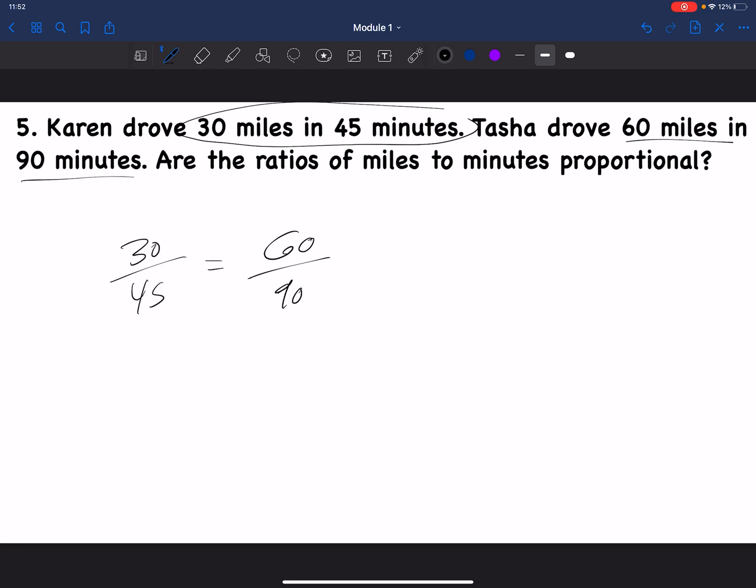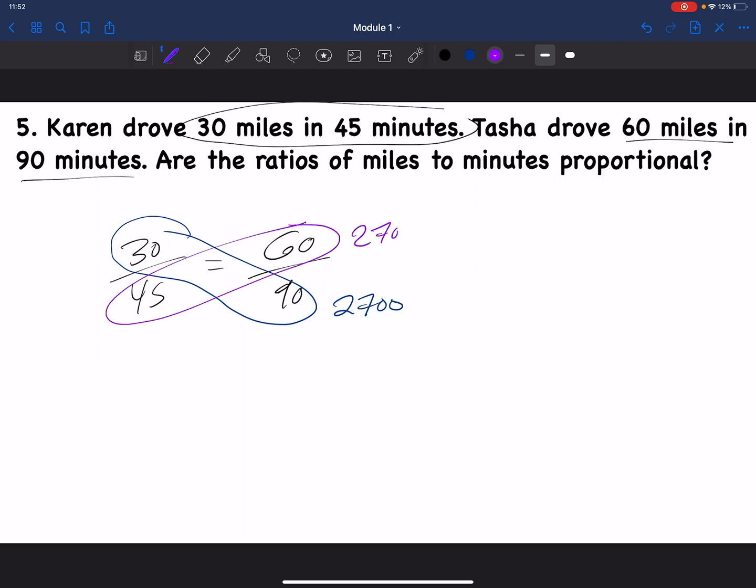So I'm going to put an equal sign between them, and then I'm going to cross multiply. 30 times 90 is 270, so 2,700. And 45 times 60 is also 2,700. So because I got the same values, these are proportional.